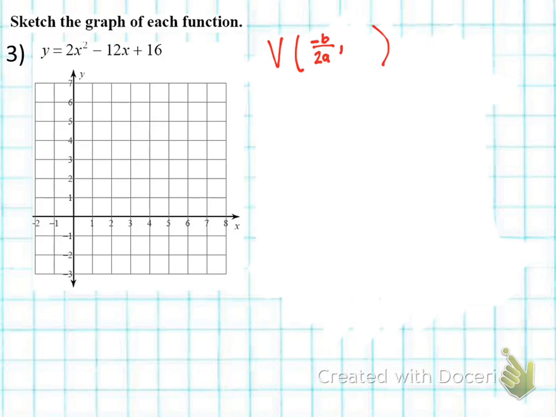If you're not getting it here, we got negative negative 12 over 2 times a, 2 times 2. So this is like saying 12 over 2 times 2, which is 4, which is just really 3. So our vertex is at 3 something, right? And then we plug 3 back in. So instead of x, we're putting 3 in. So 3 squared is 9. 9 times 2 is 18. Negative 12 times 3 is negative 36. So what's 18 minus 36 plus 16? Go.